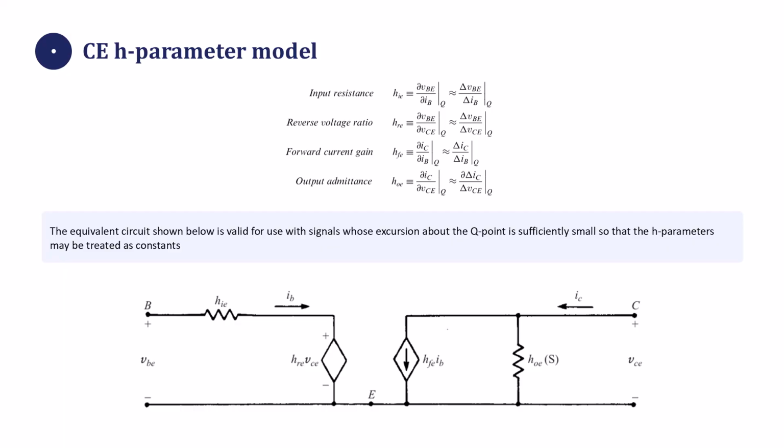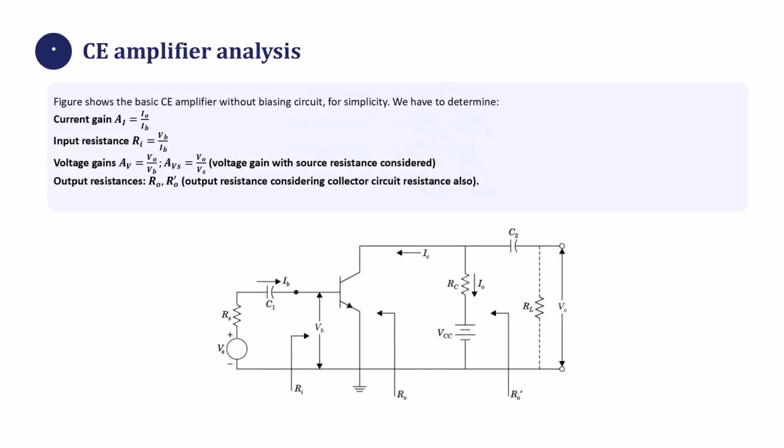This 4-element network is the model we will now use to analyze a complete amplifier stage. With the transistor model in hand, let us analyze a real amplifier stage. The figure shows a basic common emitter amplifier drawn without its DC biasing circuit, just to keep things simple for an AC analysis. We are going to determine 6 quantities.